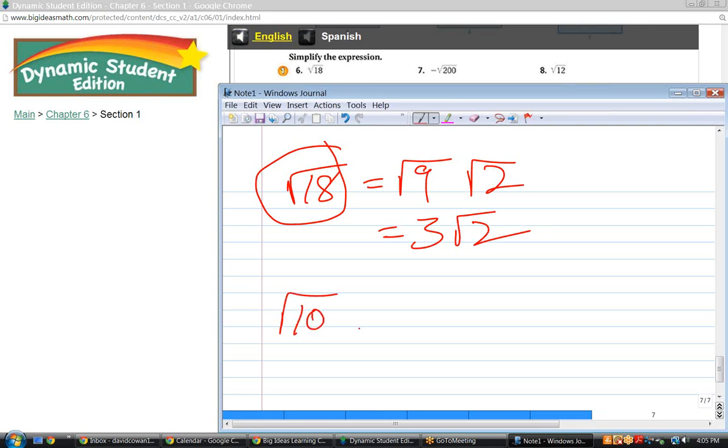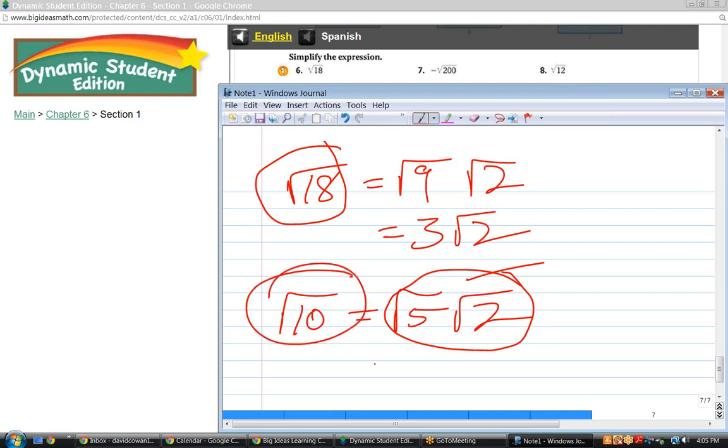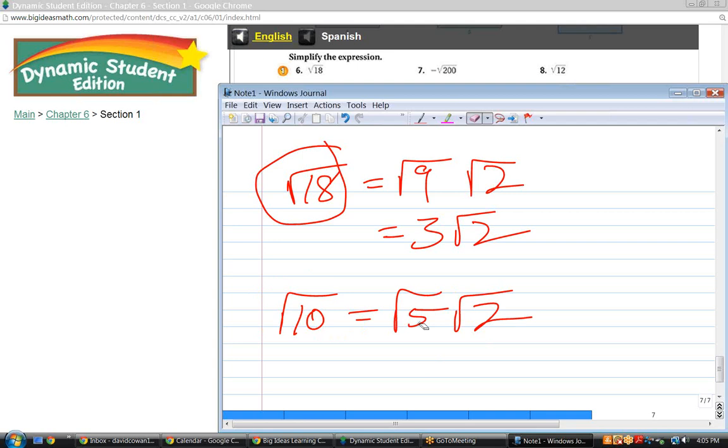Square root of 10 is the square root of 5 times the square root of 2, but there's no whole number to be pulled out, and it's 2 terms instead of 1. So this is not simplified. This is simplified. Square root of 10 is the answer. So what determines whether it's simplified is not always breaking it down, it's being able to pull out a whole number. That is the key.